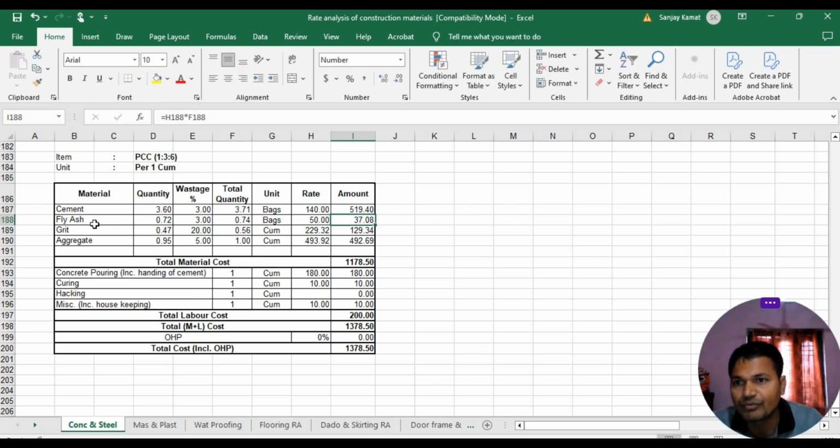Now coming to fly ash, how much fly ash quantity do we have to take? Fly ash is 0.72, and this time we are wasting only 3% of the fly ash quantity. This time, how much fly ash are we taking in total?